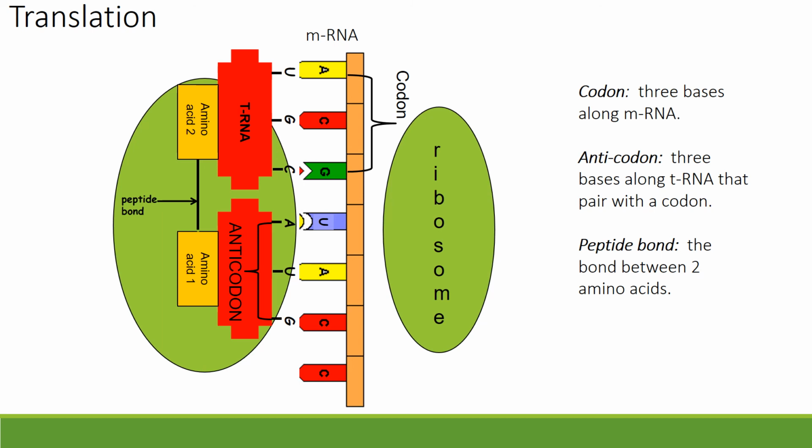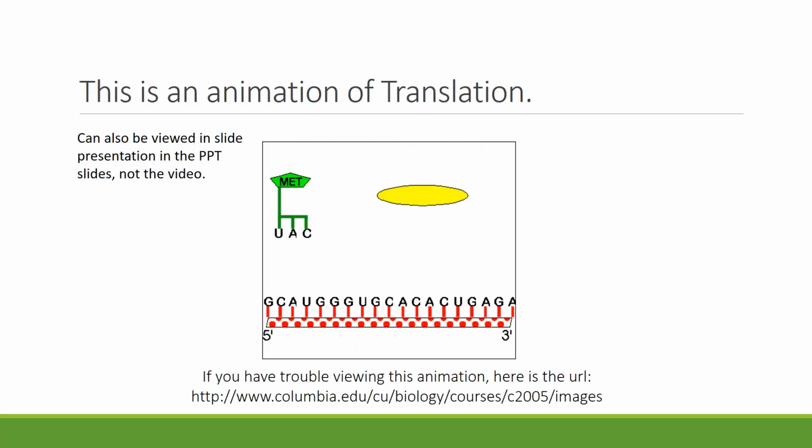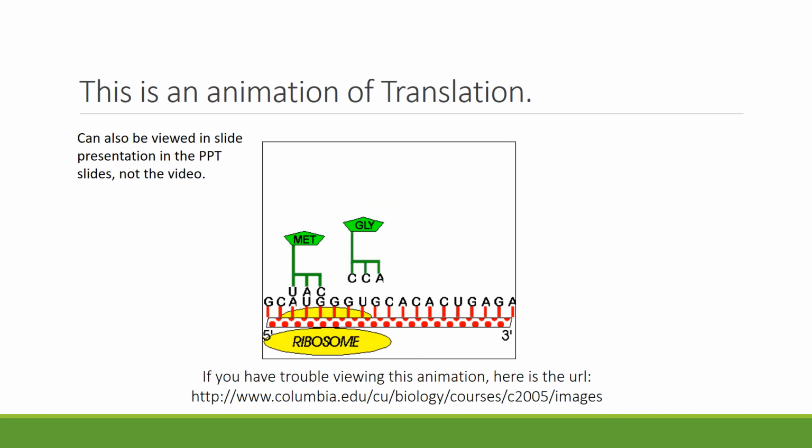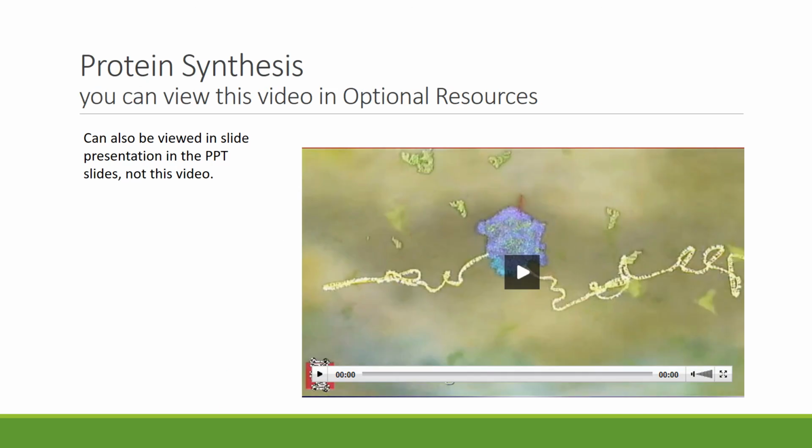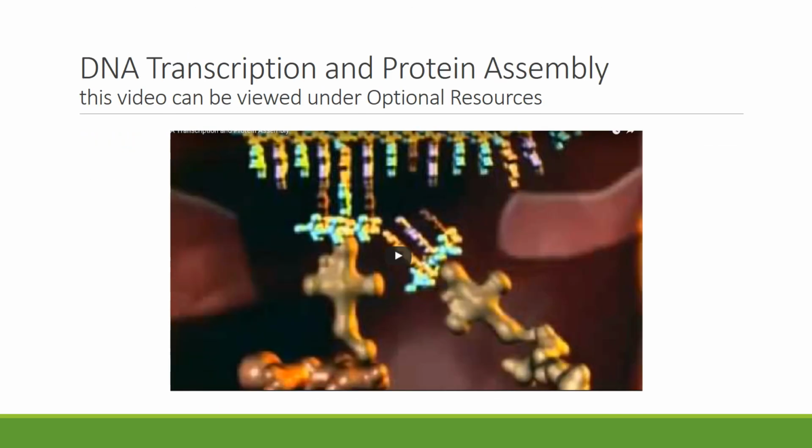Once the second amino acid is in place, a peptide bond forms between the two, and this is how the amino acids will be added and a long protein formed. A codon has 3 bases along messenger RNA. An anticodon has 3 bases along transfer RNA that pair with the codon. The peptide bond is the bond between 2 amino acids. Click on the link below, Translation Animation, to view the process of translation. Here is a link to the process of protein synthesis. This video is located and can be viewed under optional resources located below.